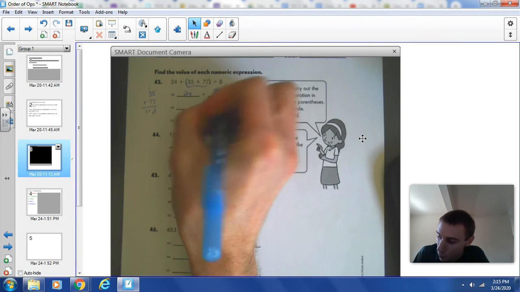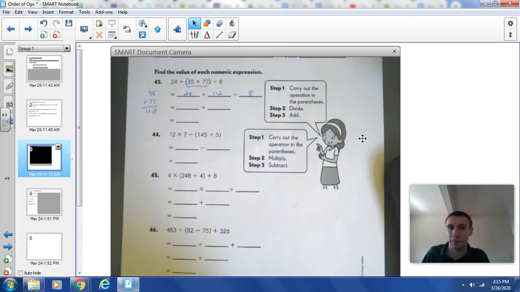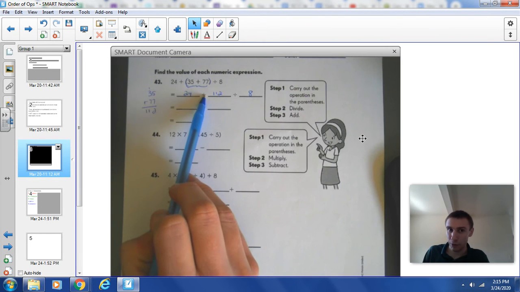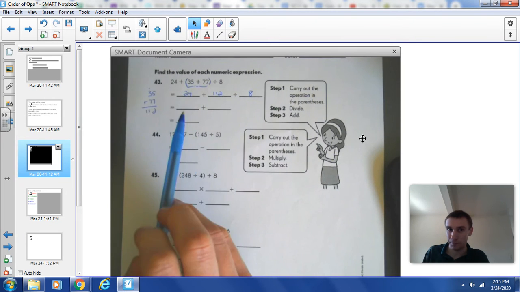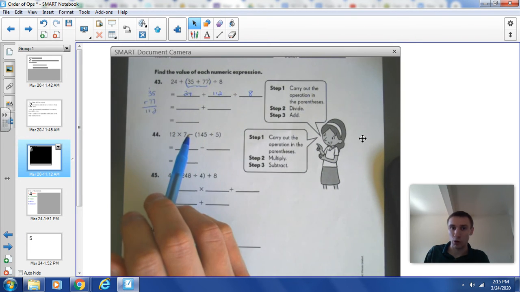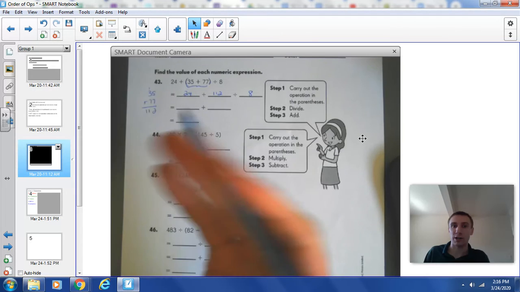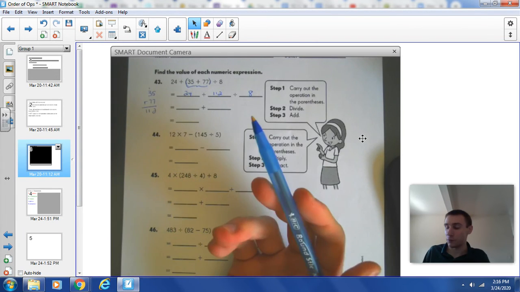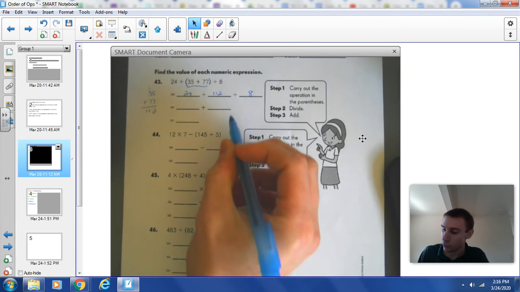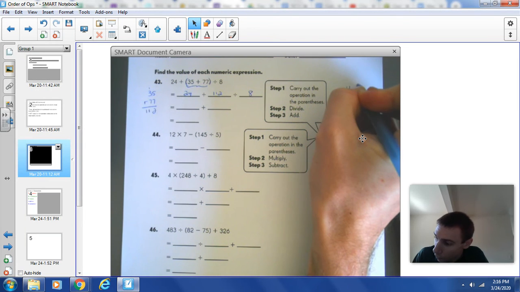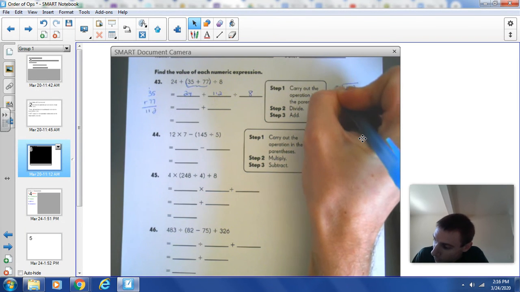gives me 112. Now, following order of operations, I have an addition symbol, I have a division symbol. So I have to figure out which one of those is prioritized. And the answer to that is division, following my order of operations. So now I'm going to do 112 divided by 8.